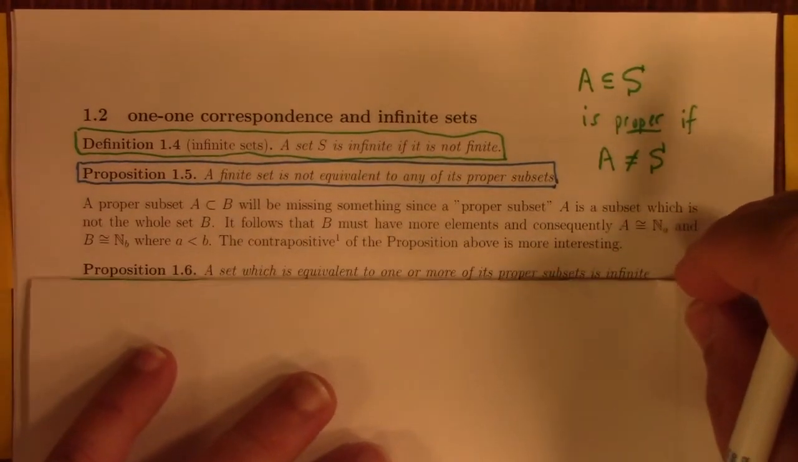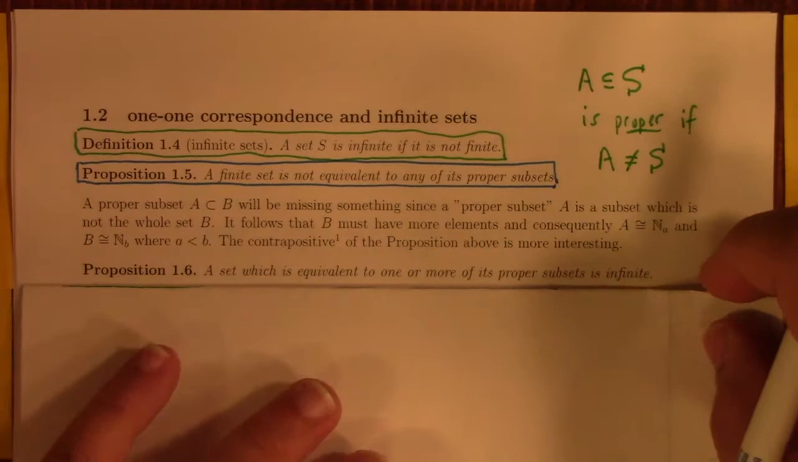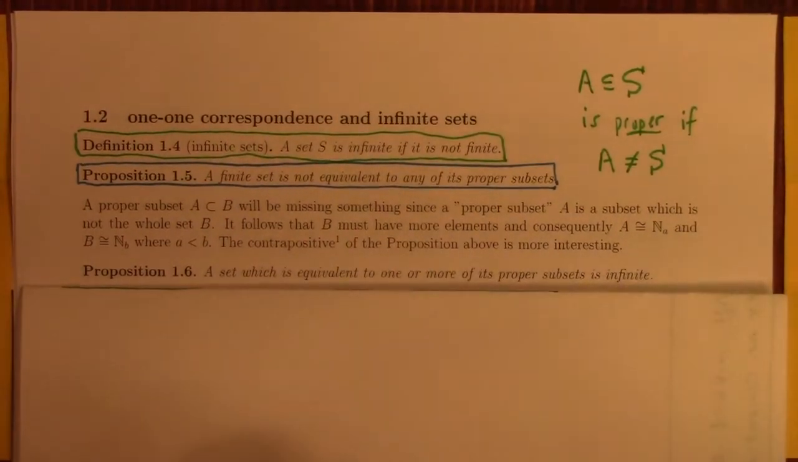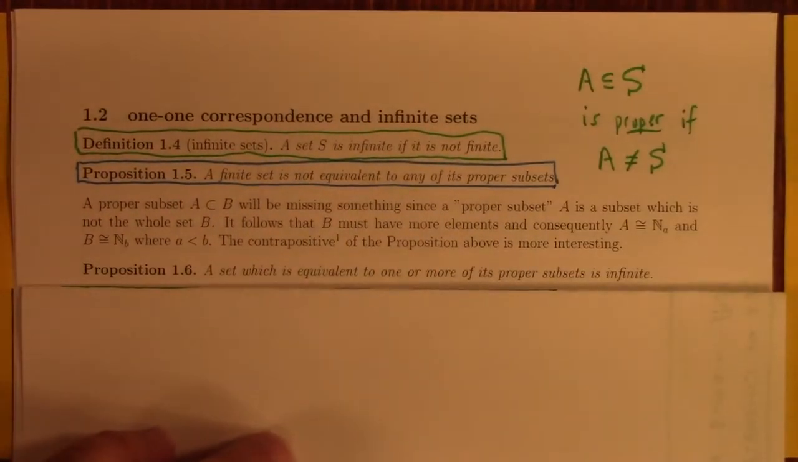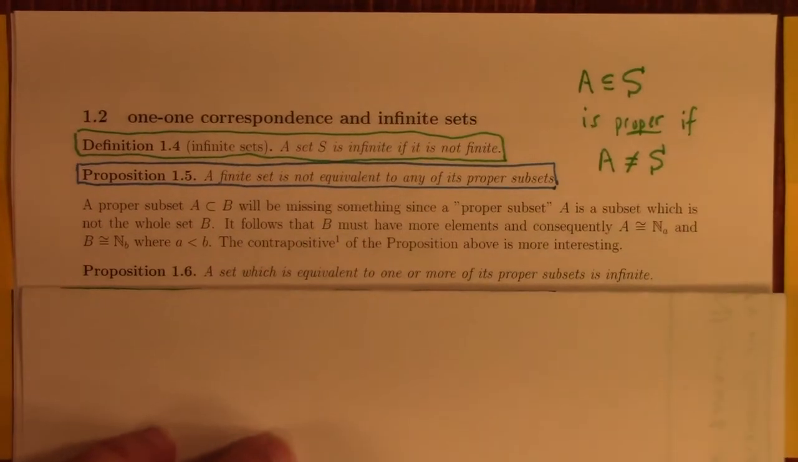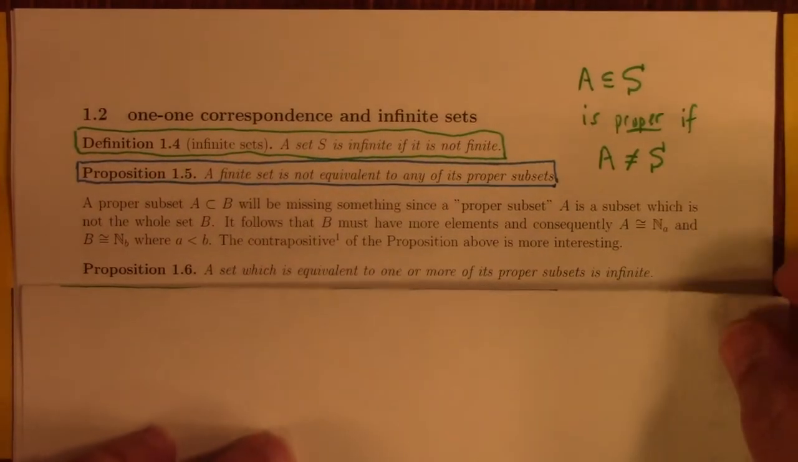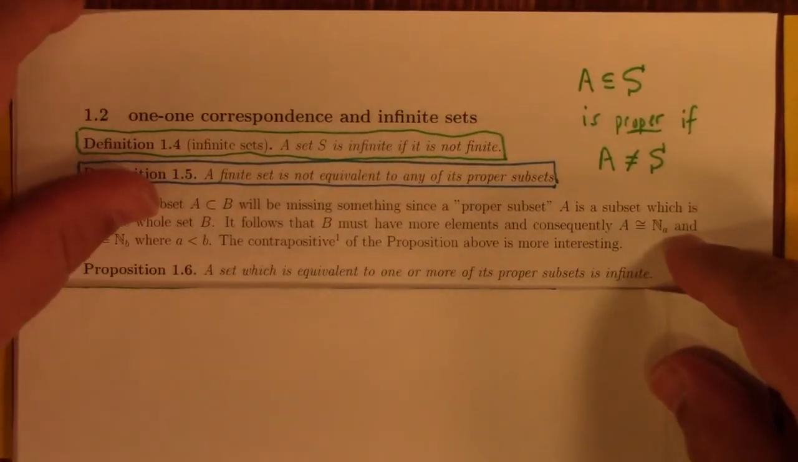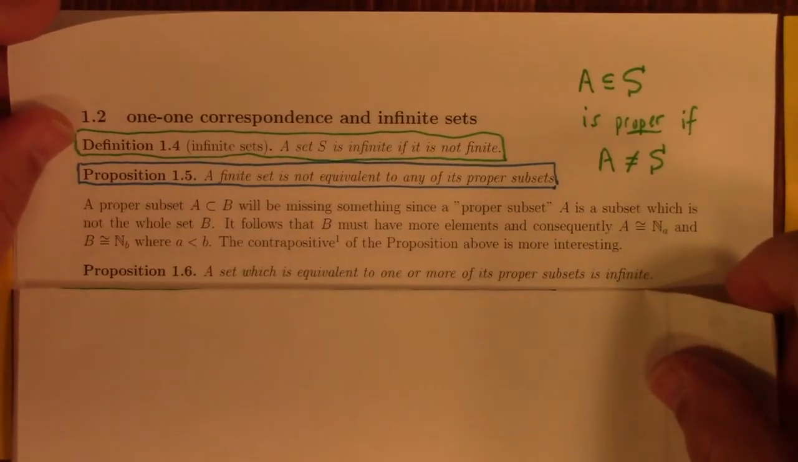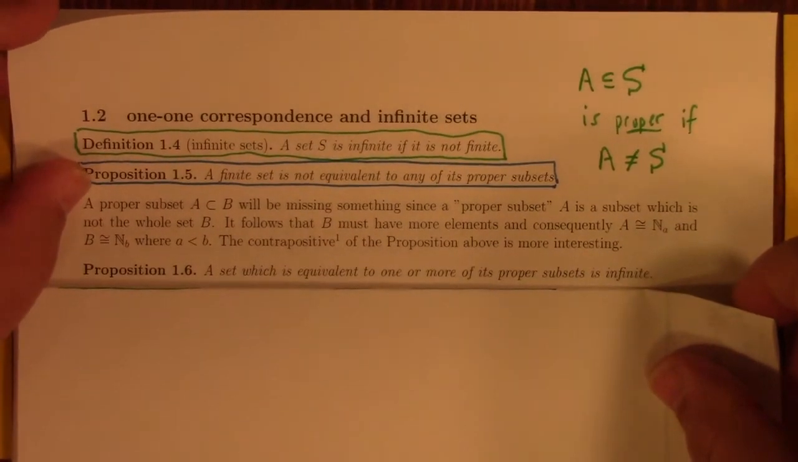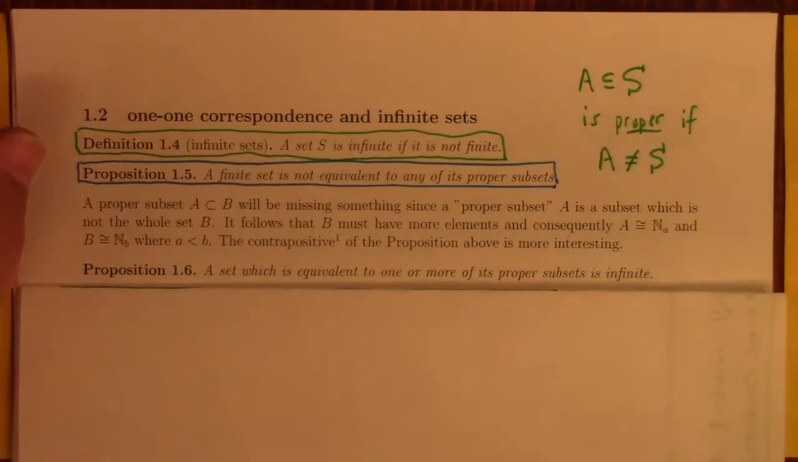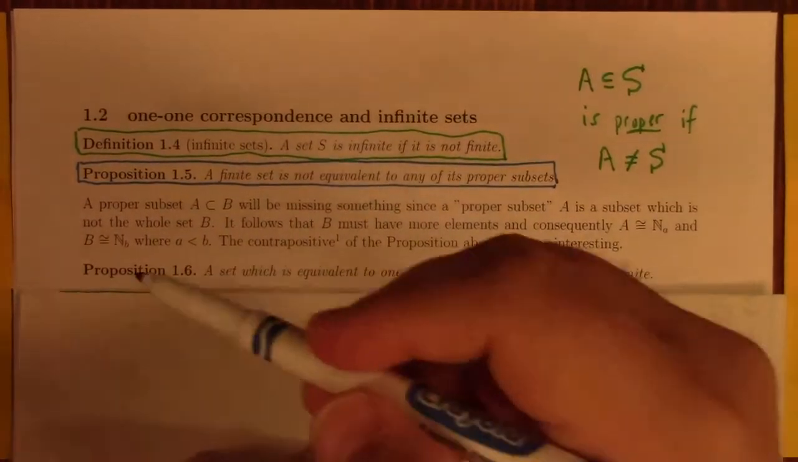Now, I'm not going to prove everything here, but you can prove that a finite set is not equivalent to any of its proper subsets. And so the contrapositive of this is proposition 1.6.